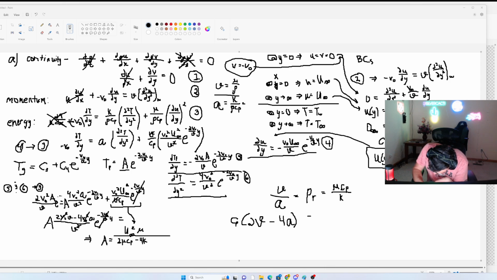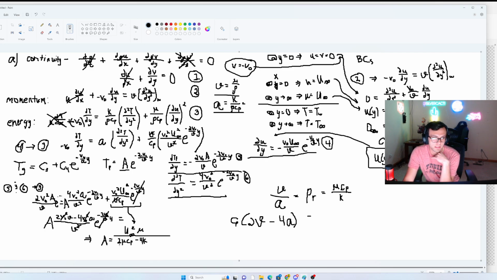Infinity times viscosity squared over 2 viscosity minus 4 alpha. That's what he should have, but he has it simplified down to whatever this is. Which, I mean, I know Prandtl number is mu over Cp over K. And we know that alpha equals K over phi Cp, and then viscosity equals mu over density.